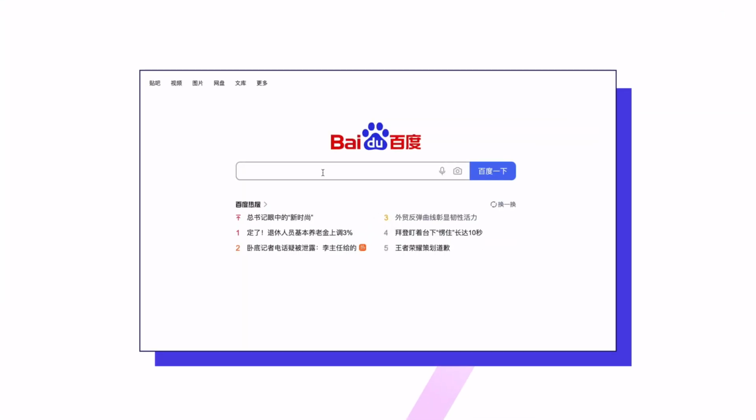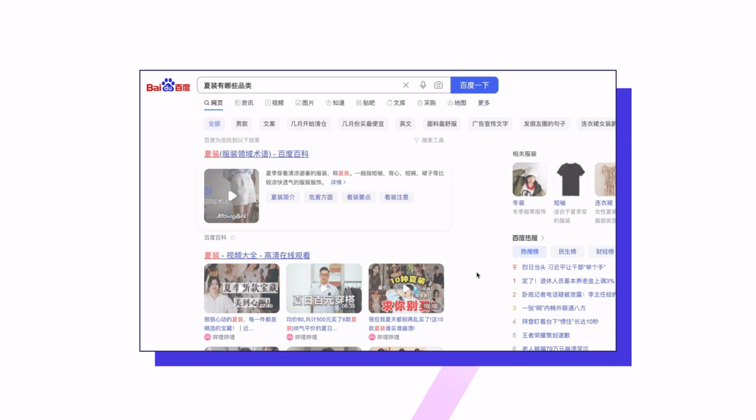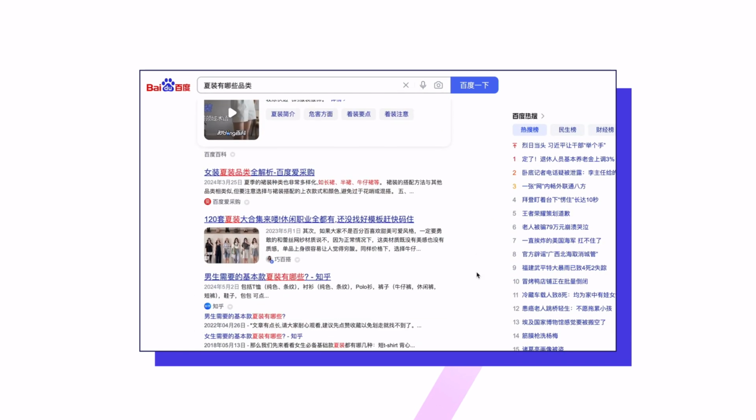And be sure to remember that Google isn't the only search engine in the world. Optimize your site for local search engines popular in your market, such as Baidu in China or Yandex in Russia. Understand the algorithms and ranking factors specific to these search engines to improve your visibility.